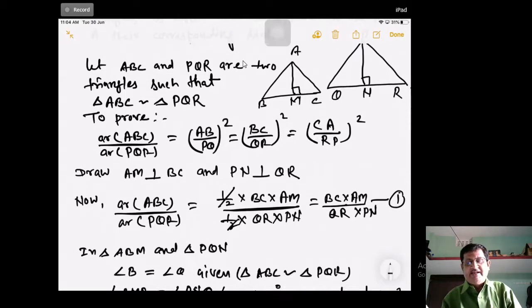You know that area of a triangle is equal to 1 by 2 into base into height. So area of triangle ABC upon area of triangle PQR is equal to 1 by 2 into BC into AM, where BC is base and AM is height. Similarly, 1 by 2 into QR into PN. Now you can cancel 1 by 2 and 1 by 2. So BC by QR into AM by PN, or you can write BC into AM by QR into PN. This is equation first.